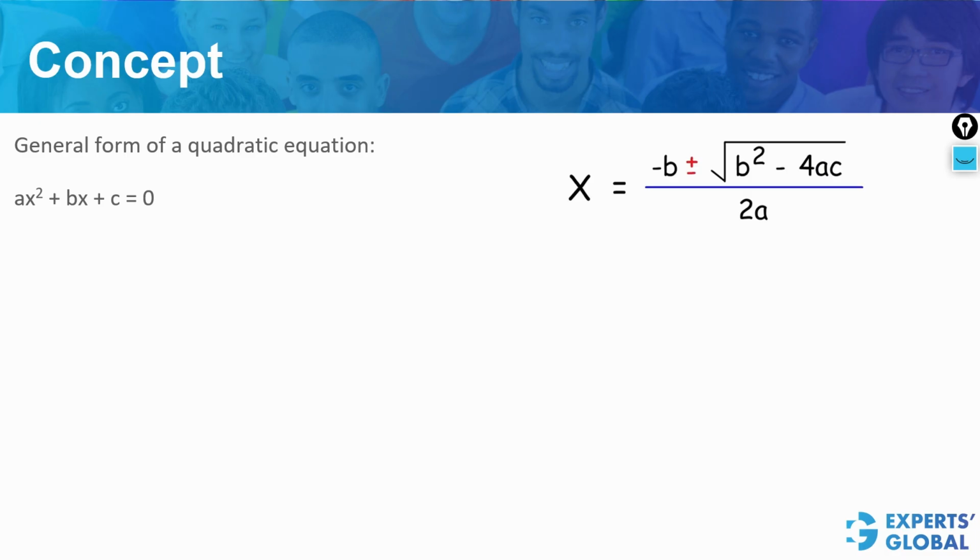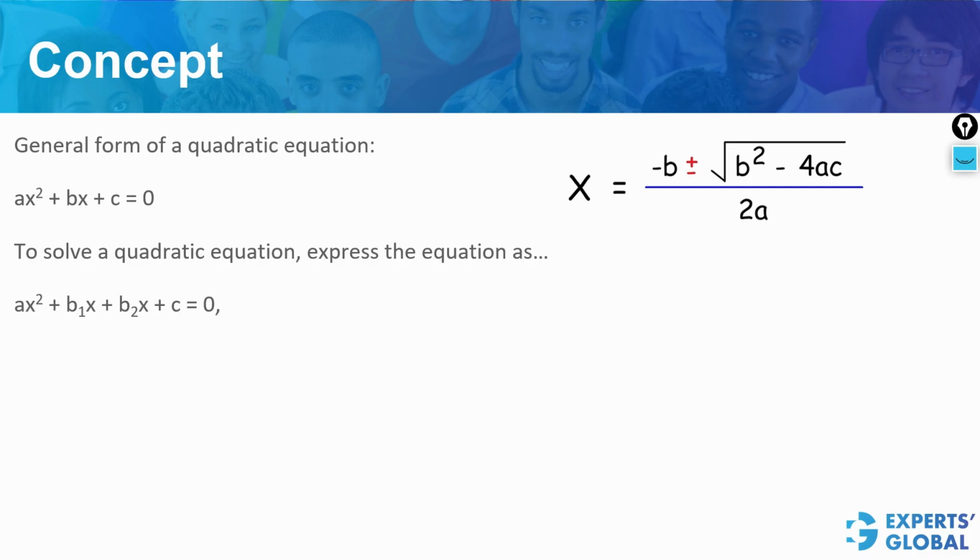Let's start from the basics. General form of a quadratic equation is ax squared plus bx plus c equals 0. To solve a quadratic equation, one approach is to directly apply this relationship and you can directly get the value of x. However, a more practical approach is to manually factorize. Therefore, we express the quadratic equation in this form such that the product of b1 and b2 is equal to the product of a and c.